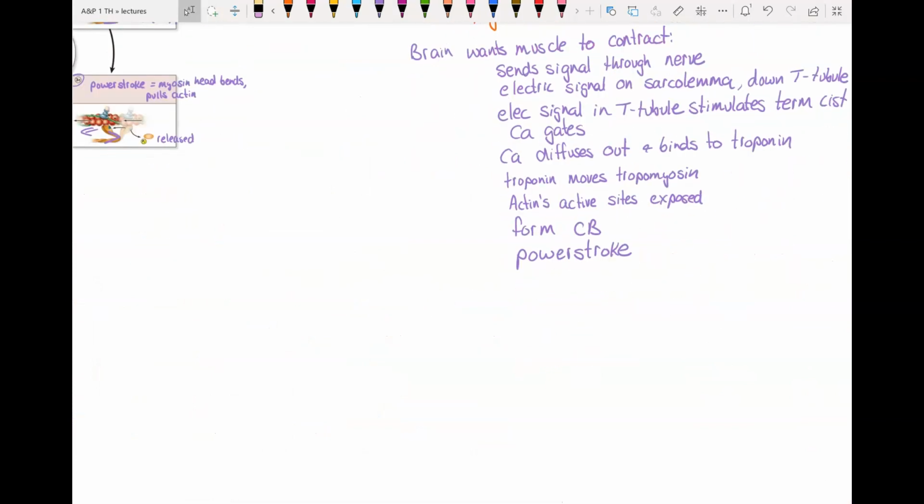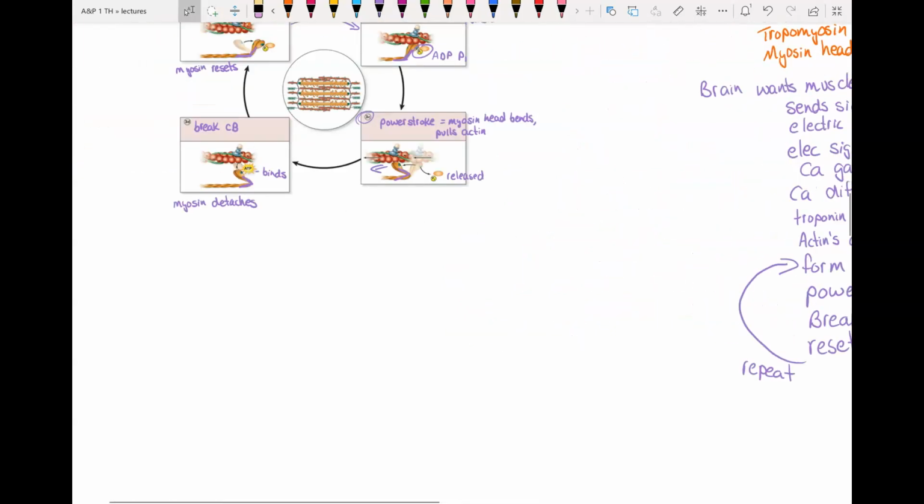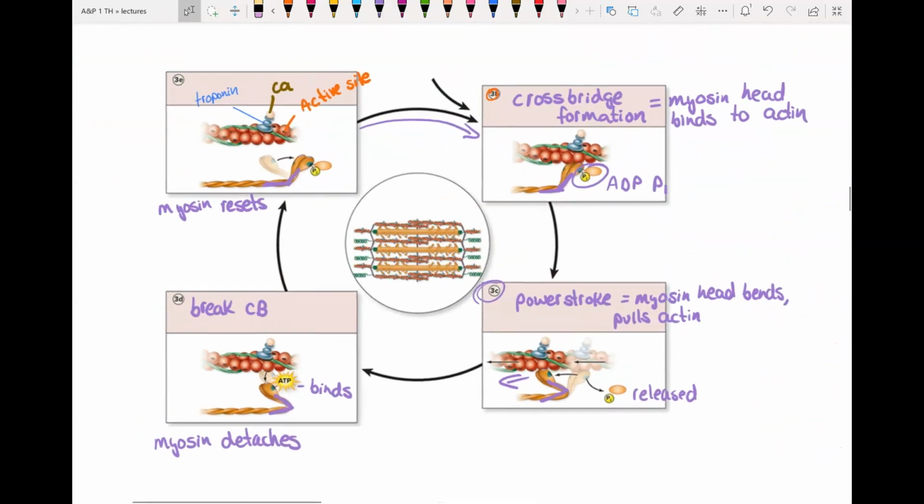So you power stroke, then you break the cross bridge, then you reset the myosin, and then you come back here and you repeat with forming a cross bridge. And by the time you've repeated this a few times, the Z discs are moved in here close to the tip of the myosins, and your sarcomere is shorter.